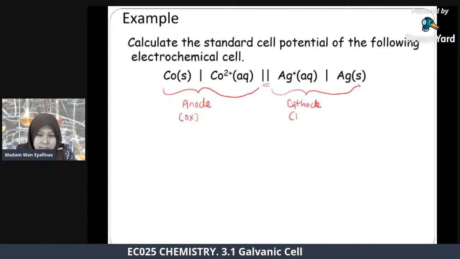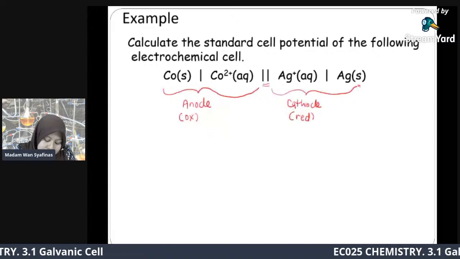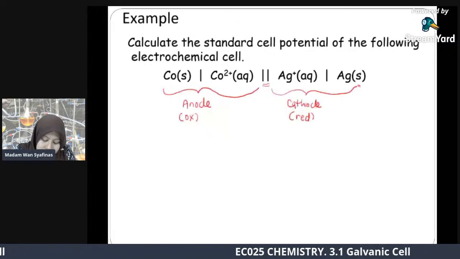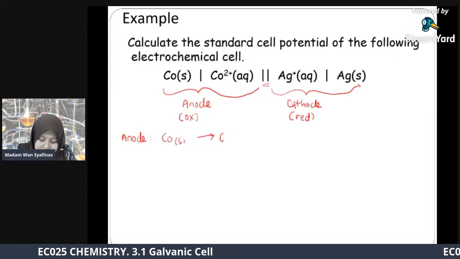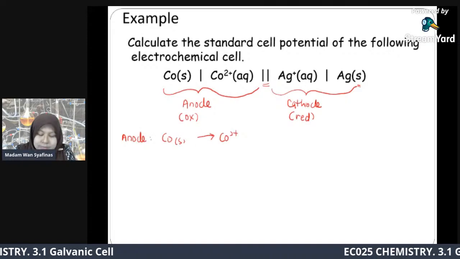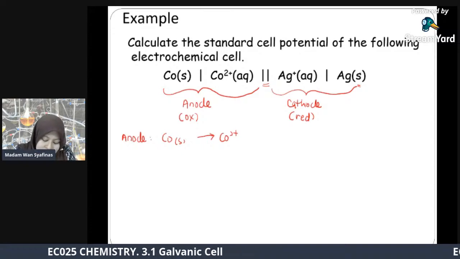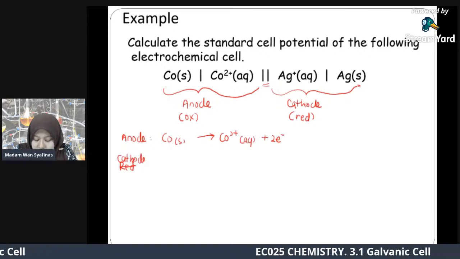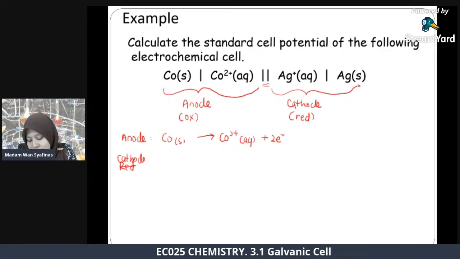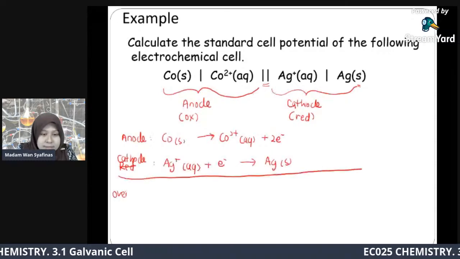Okay. So kalau kita tukar dia, kita transform dia into half cell, so kita akan dapat anode. So cobalt solid lose 2 electron. Okay, so produce cobalt 2+ aqueous, so plus 2 electron. Okay, then for reduction, for cathode, dia undergo reduction. So dia akan dapat Ag+ silver ion aqueous, so accept 1 electron and produce silver solid. So from this one we write overall cell. Overall cell reaction.